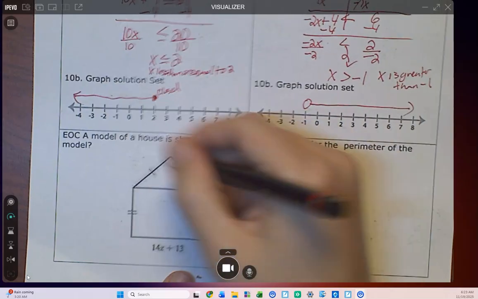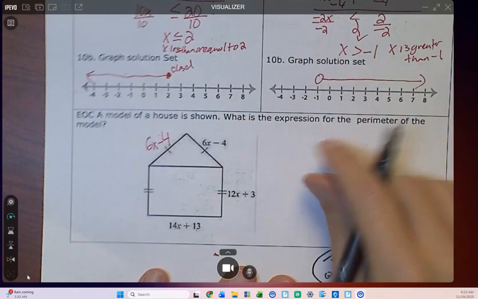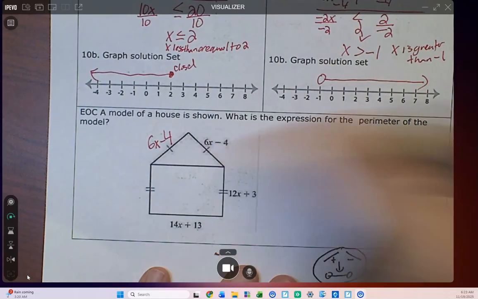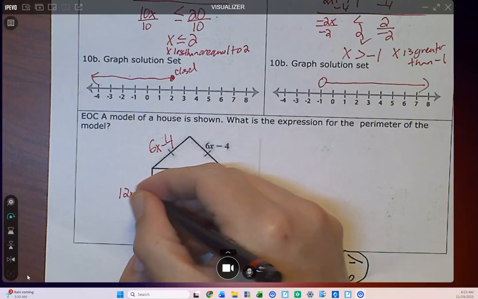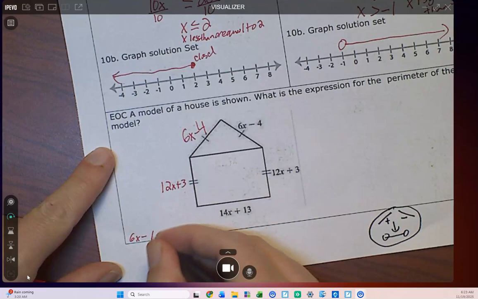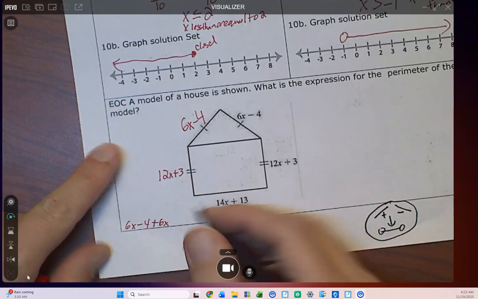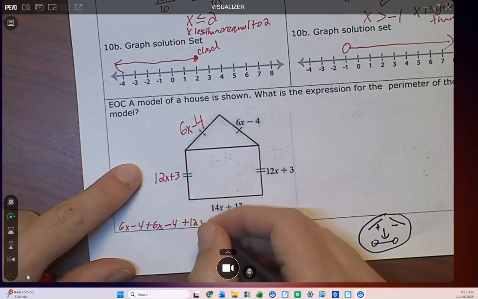Okay, that's a congruent symbol in math. So this is 6x minus 4. Okay, the opposite sides of a rectangle are congruent. So I'd hate to write out, you could just combine like terms from the picture.